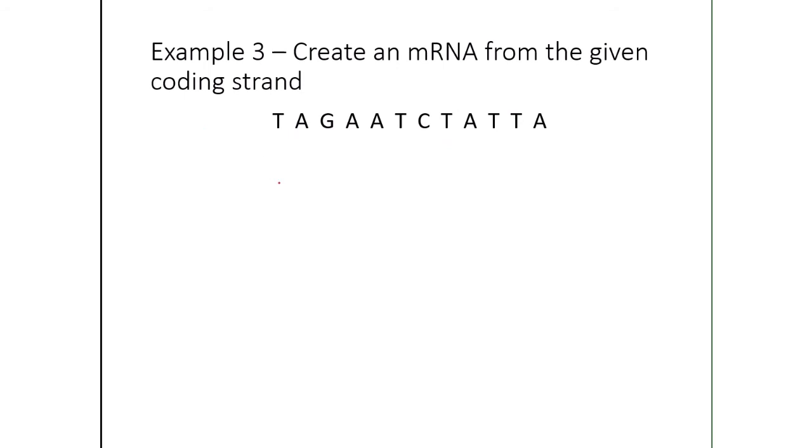Here's another example. Create an mRNA from the given coding strand. So this is already the coding strand, which means your mRNA is going to look exactly like it, with the exception that T will be replaced by U. So I'm just going to switch T to U, and then I'm going to copy everything else.